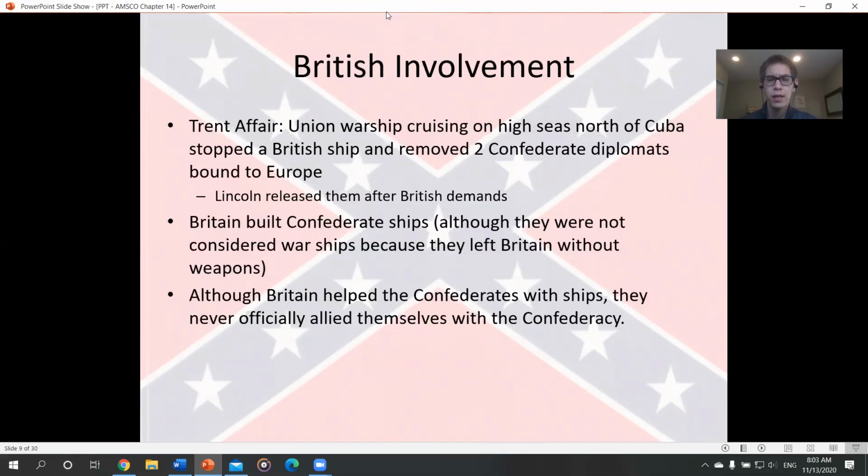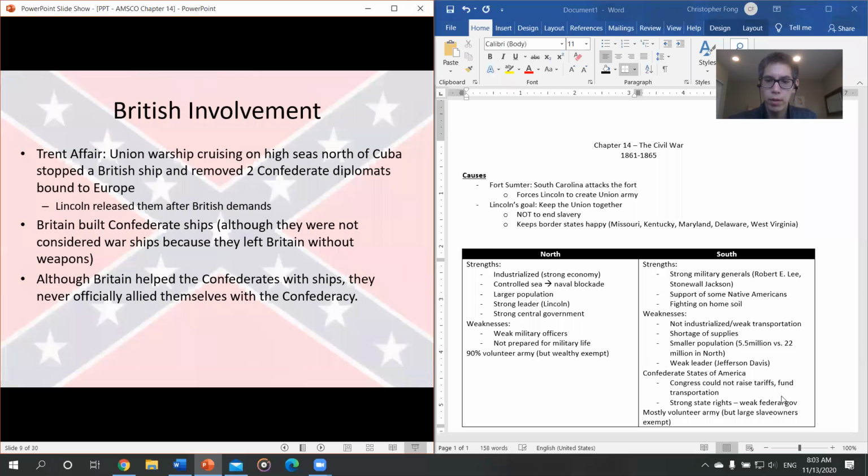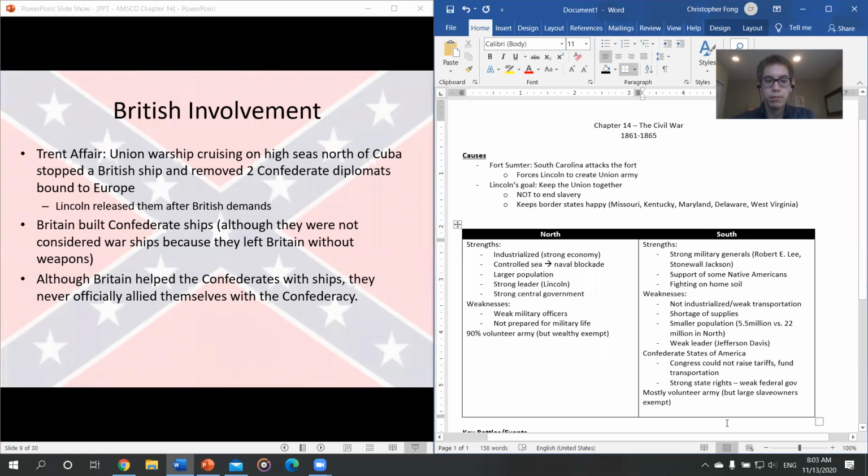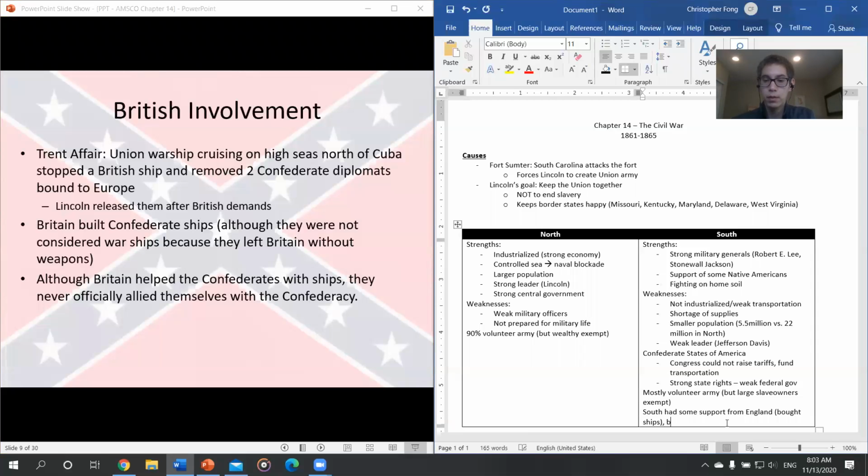Although, just to clarify, even though England sent ships to the South, England never officially allied with the Confederacy. And we'll see a few slides later that England eventually is going to back off. But important to add, the South had some support from England. They bought ships from them, but they were not formal allies.